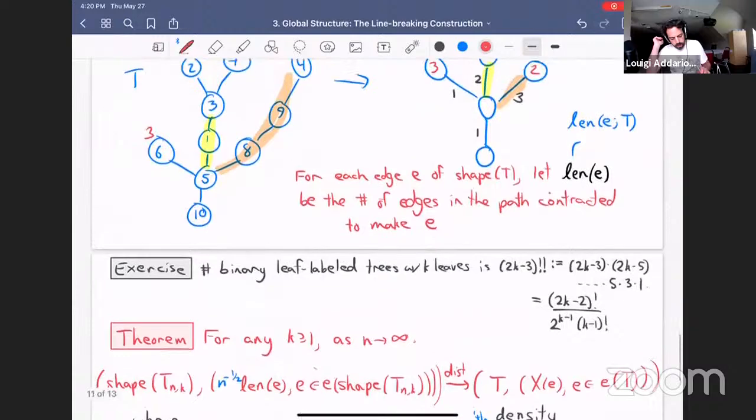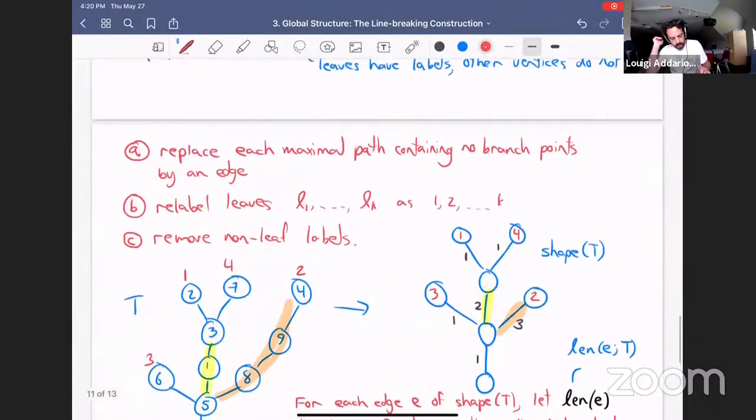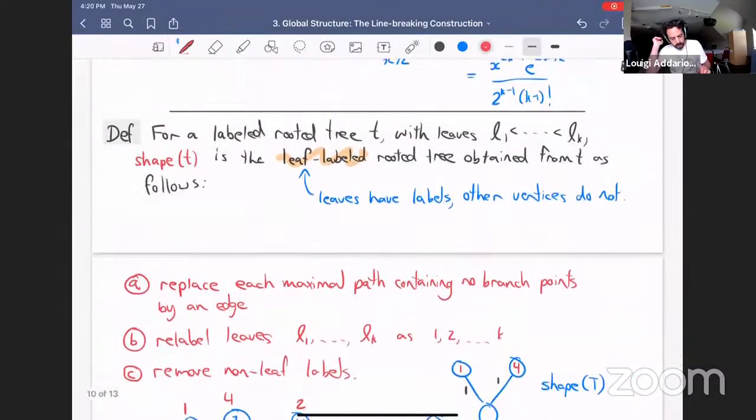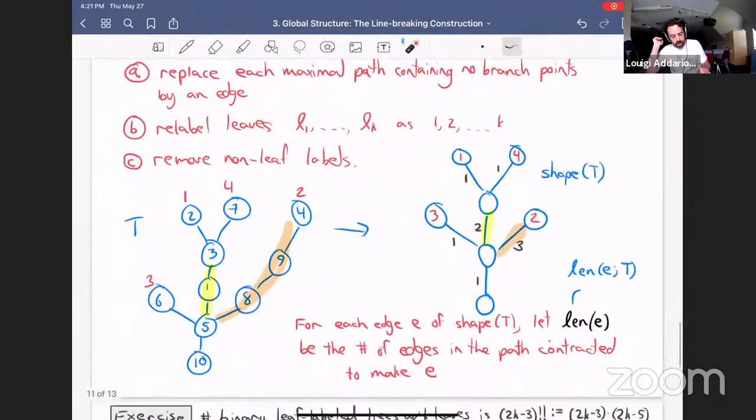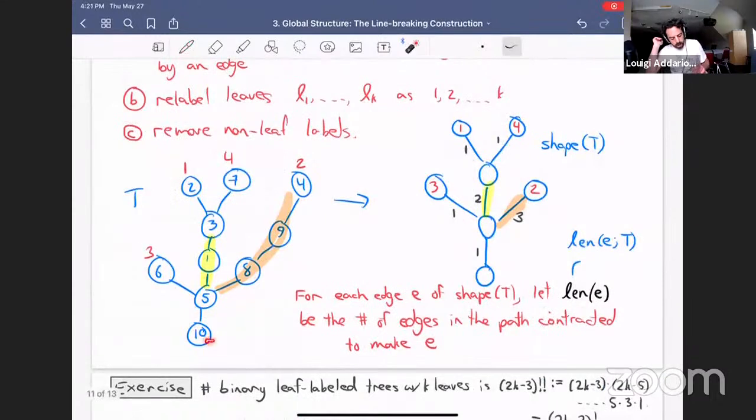So we've maintained the root. When we pass to the shape, we maintain the root. No, the root is the root of the original tree. So we didn't reroot when we went from here to here. The root was just whatever the root was before.